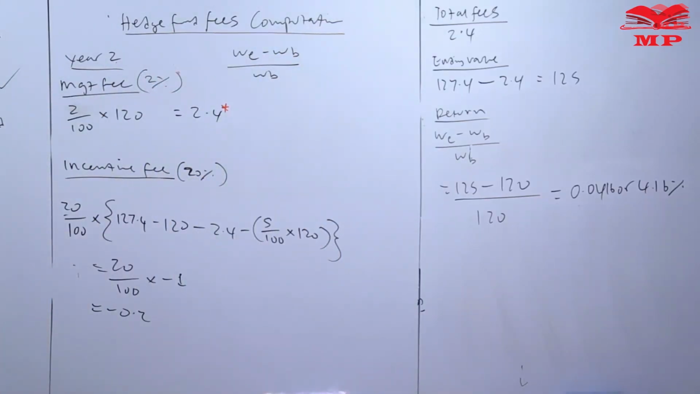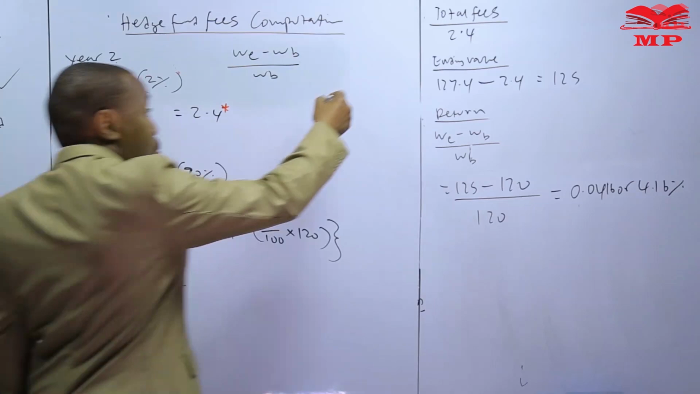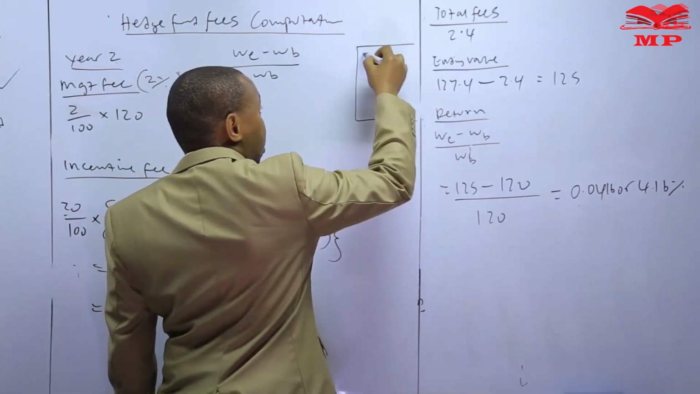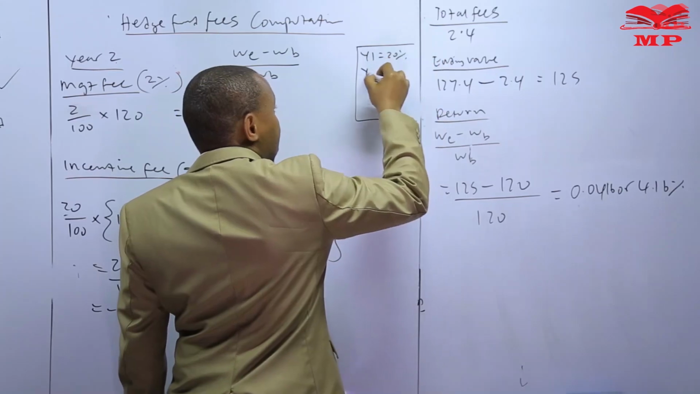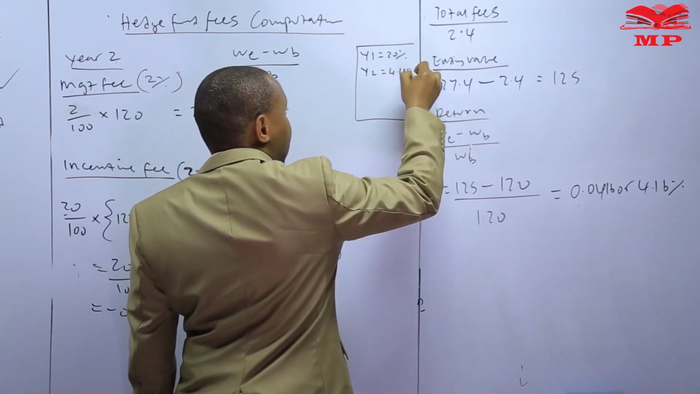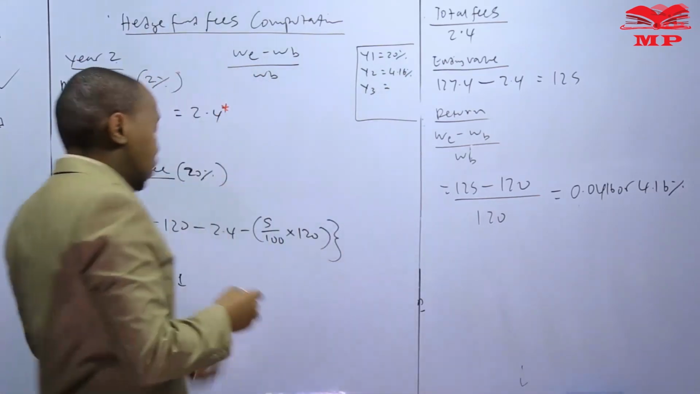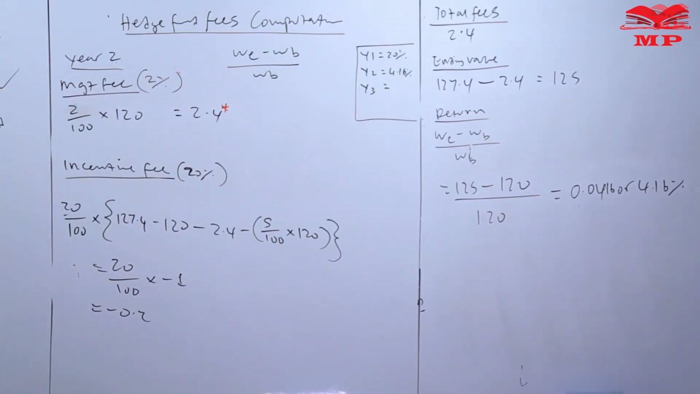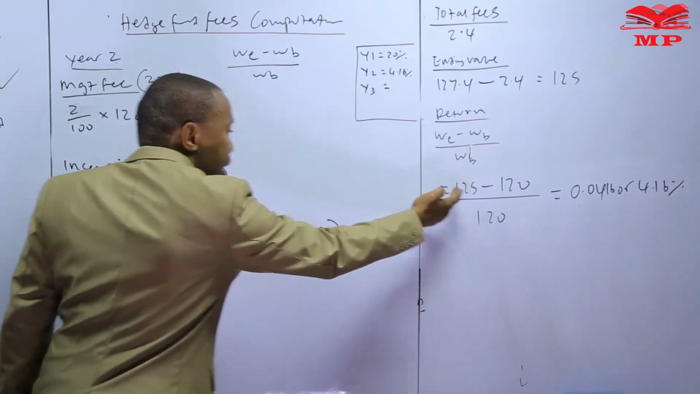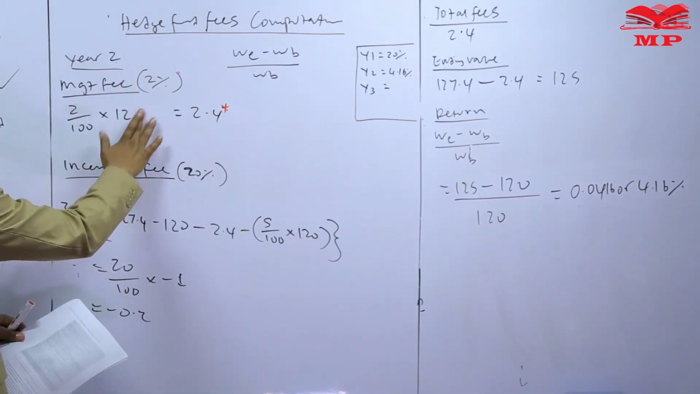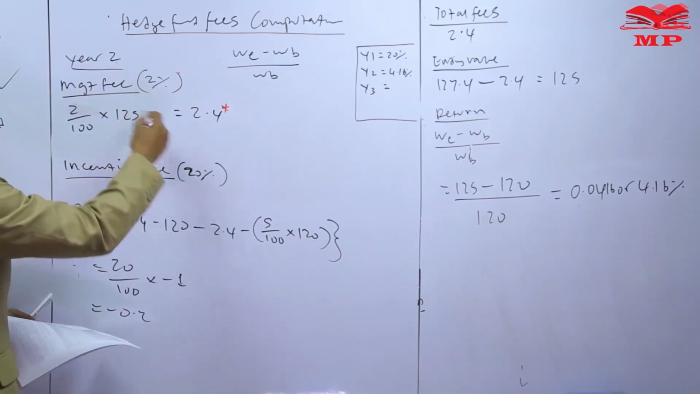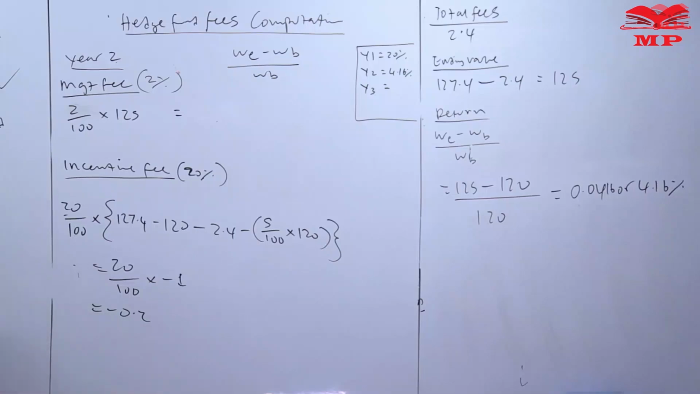Note that in year 1 the return was 20%. So we can put here in a small box: year 1 is equal to 20%, year 2 is 4.16%. Let's see how much year 3 we are going to get. So in year 3, we are being informed that the management fee will be based on the ending value. The ending value over here becomes the beginning value over here. So we're just going to multiply this by 125 million. How much do we get there? 0.02 multiplied by 125 is 2.5 million.